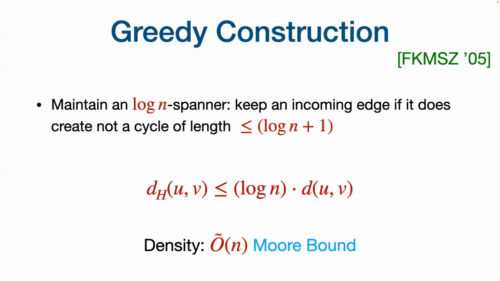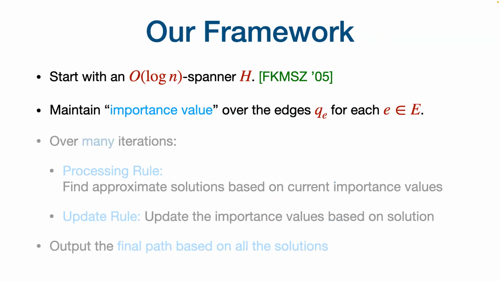Okay, so this density is also going to be small enough to store. So you can just keep this. And this is all I'm going to use for my baseline approximation. Okay, so it's a log n spanner.